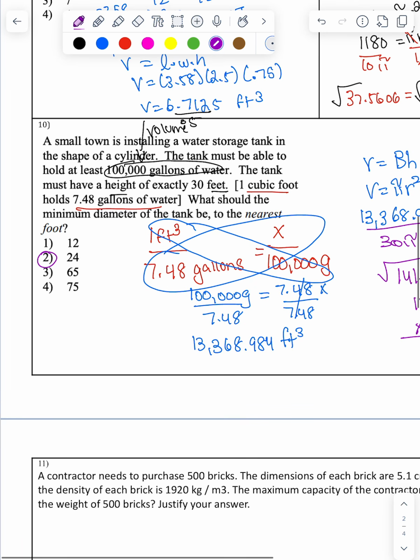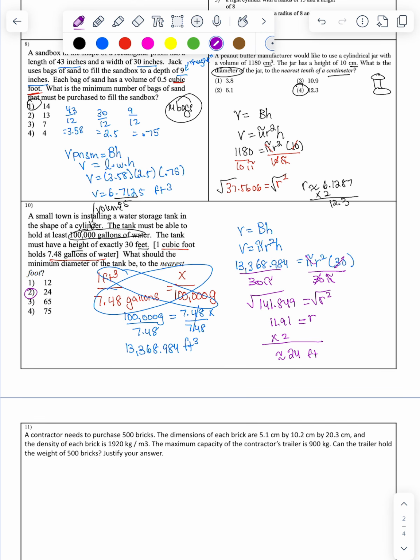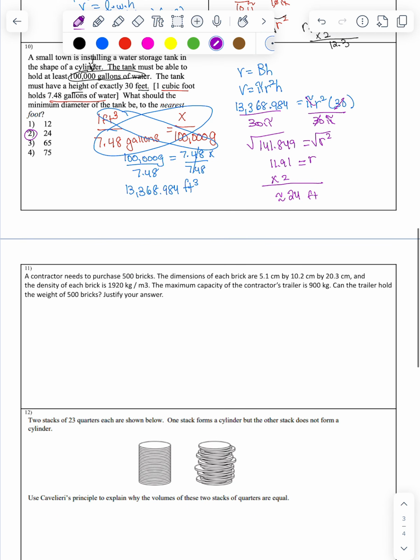And that is the answer choice over here, approximately 24 feet. Okay, hopefully that clears things up for this one from class today.